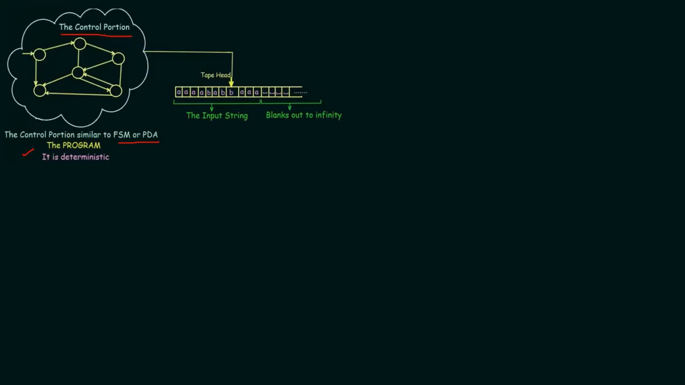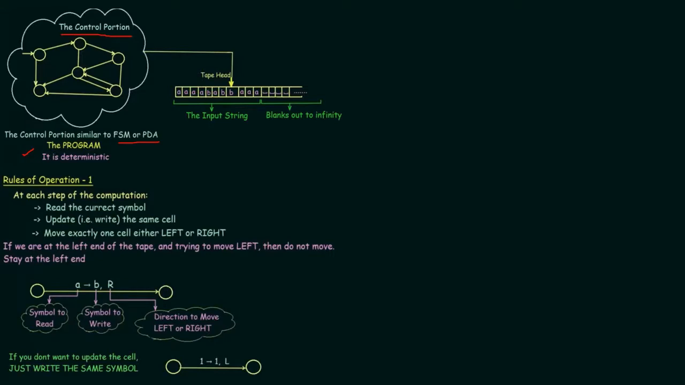Let me just clarify things: the control portion is basically where we are going to draw the transition diagram or transition table that we did for finite automata or pushdown automata. Already we know what determinism is, so the control portion is always going to be deterministic in a Turing machine. Obviously there are going to be non-deterministic Turing machines, but we'll come to that later.